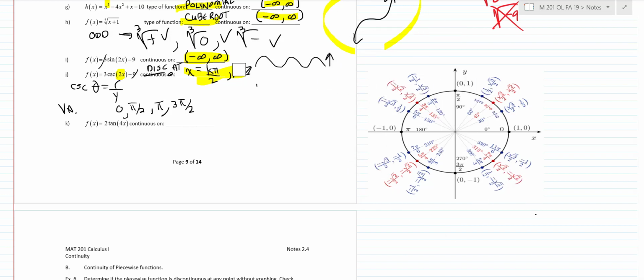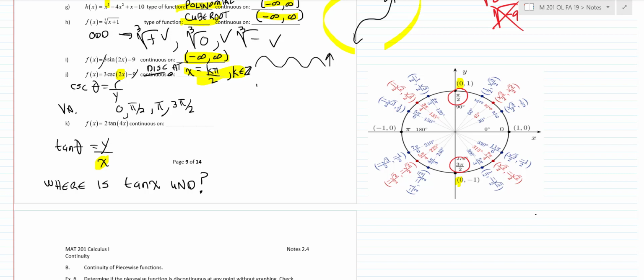On this one, the thing you can't forget is the basic definition: the tangent of theta is y over x. So the question is, where is the basic tangent of x undefined? The tangent is undefined where x is 0. So the tangent is undefined at pi over 2 and 3 pi over 2.